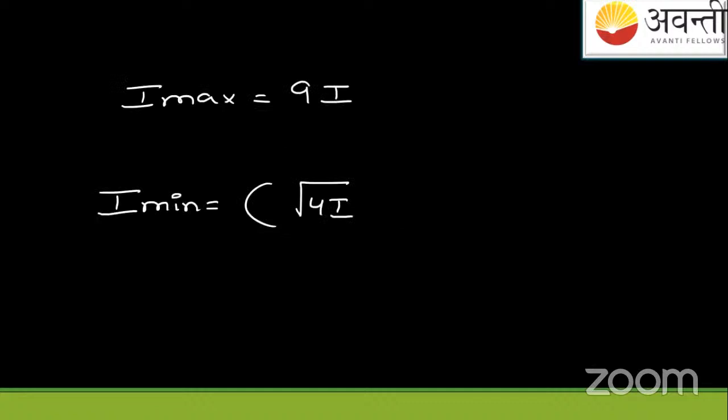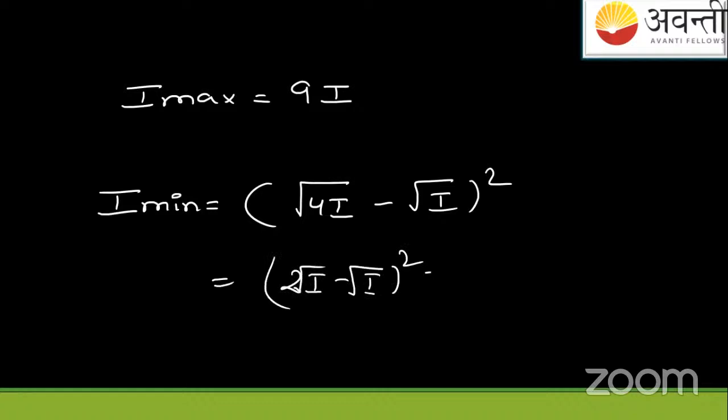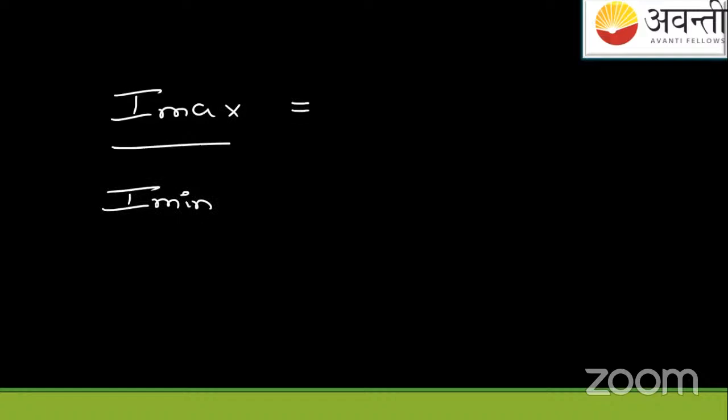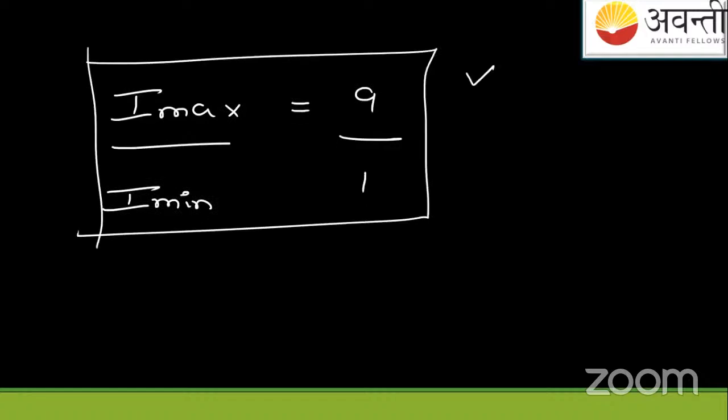And I minimum is equal to (√4I − √I) whole square. This will be 2√I minus √I, and squaring gives you I. So if you see the ratio, I max upon I minimum comes out to be 9/1. This is our answer. Remember it.